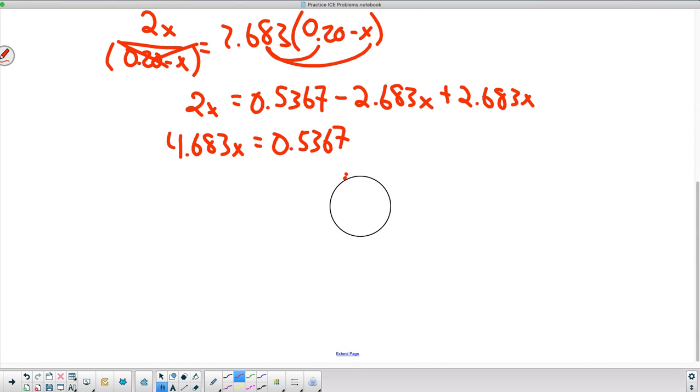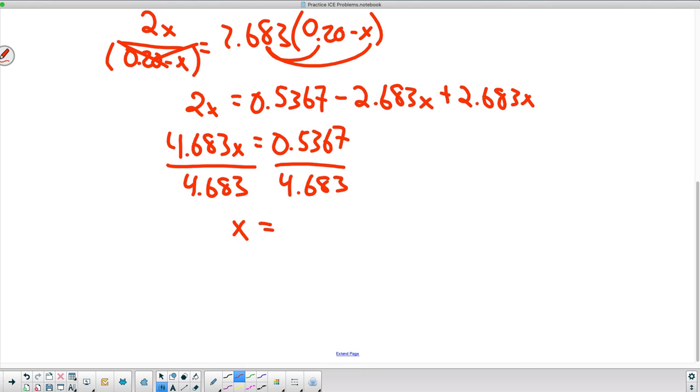There we go. So once I get to this point here, now I can just divide through by this. This is just algebra. That's all I'm doing. We're not doing anything fancy, no calculus, no new concepts. Once I get to the equation, the ICE problem is actually finished, and everything after that is algebra. So I'm going to divide the 0.5367 by 4.683, and what I get then is 0.11459. So I'm just going to round that off to 0.115. That's my x.